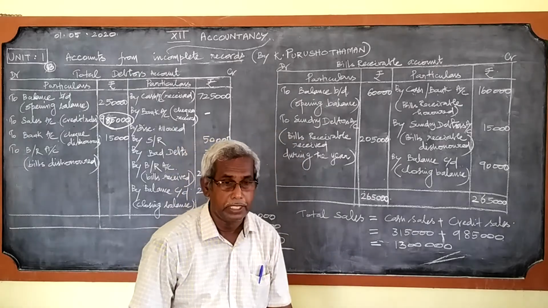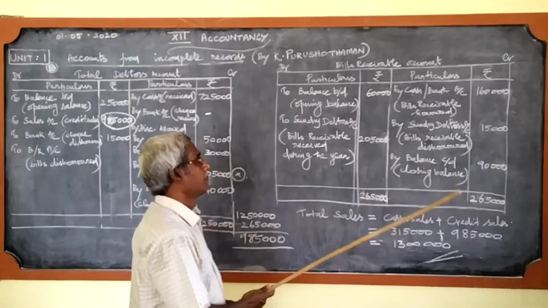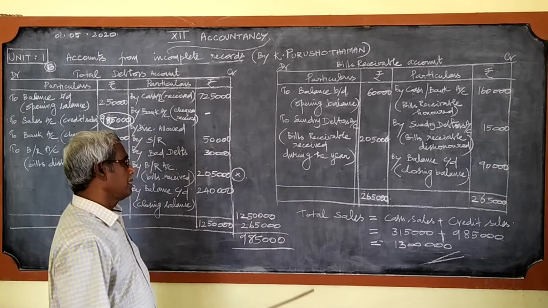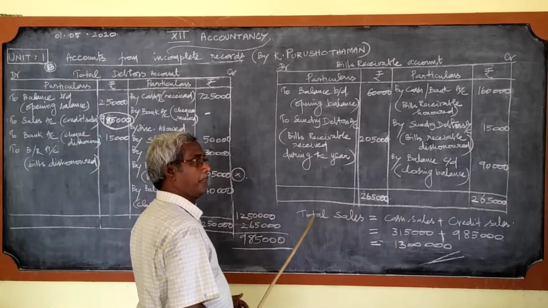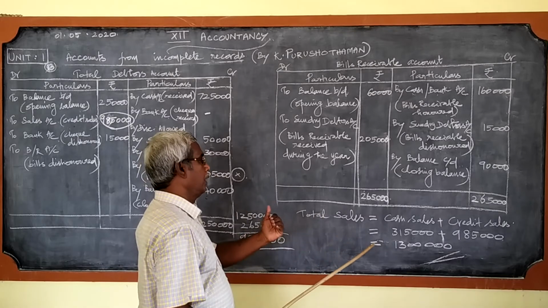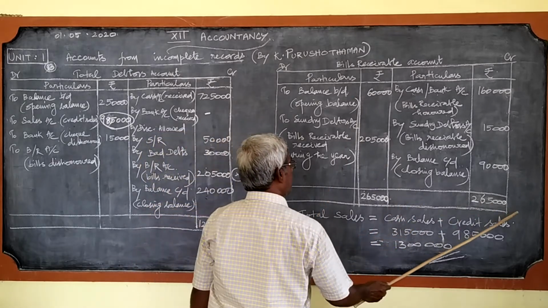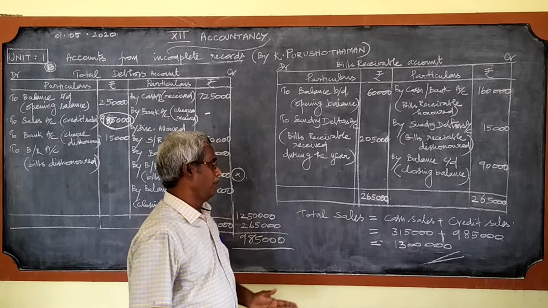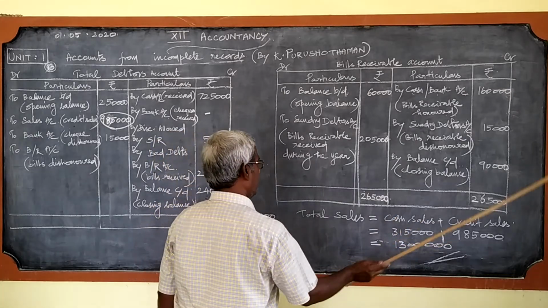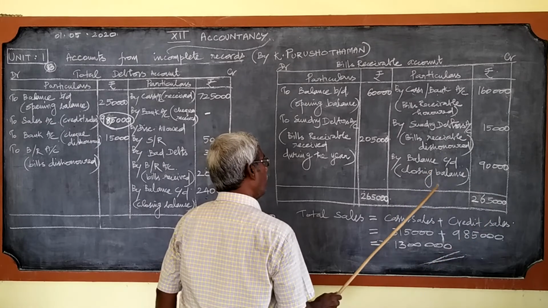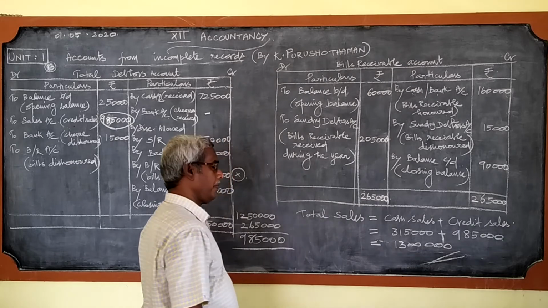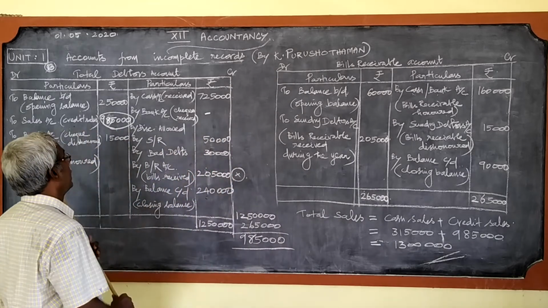Once again, I repeat the same question. The question in the problem is to find the total sales. Total sales includes cash sales plus credit sales. Cash sales are readily available in the problem, that is 3,50,000. Now our aim is to find the credit sales. How to find the credit sales?